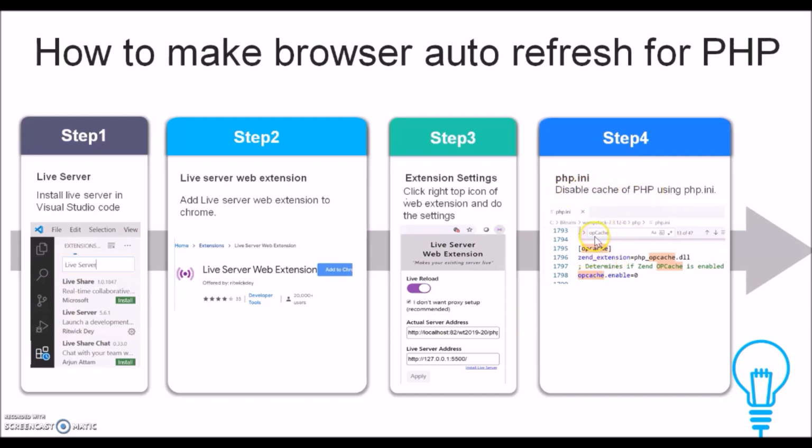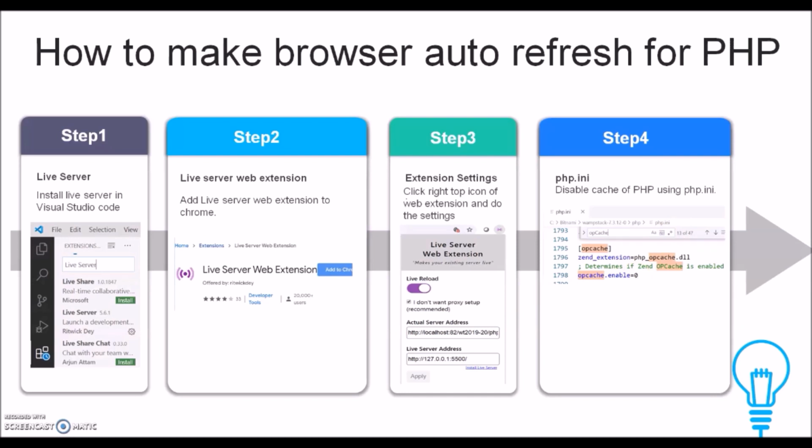So for that, in the php.ini, you have to search for opcache. Search for the line opcache.enable and make this value 0. By default, it is 1. What happens if it is 1? The PHP module caches the old page. So whenever you change the source code, it does not immediately get reflected in the page. If you make it 0, then it will automatically update the content. So this is step 4.